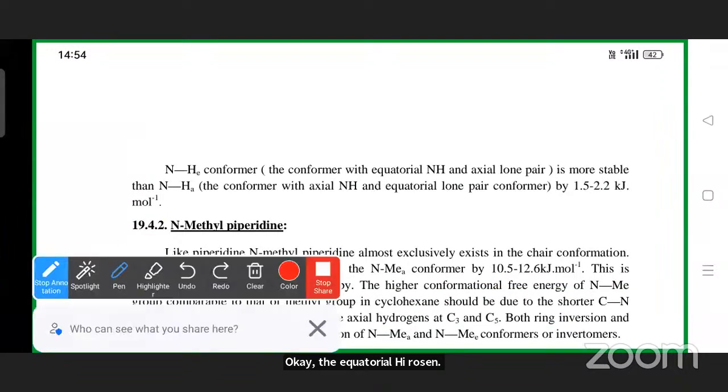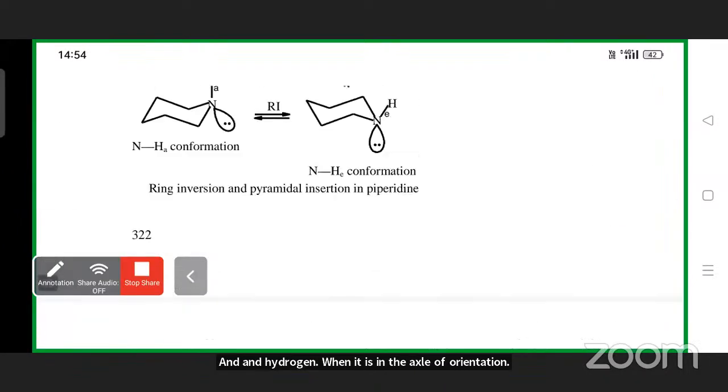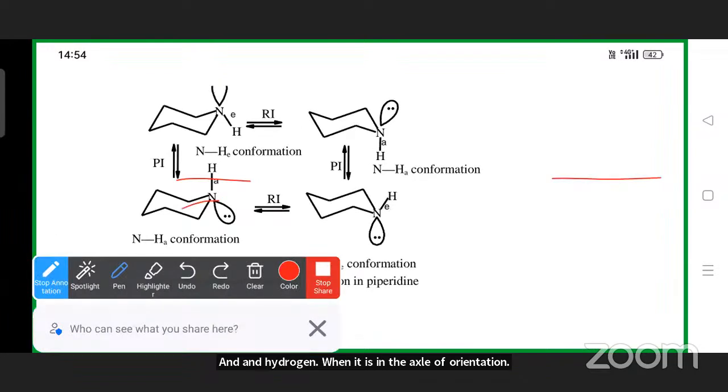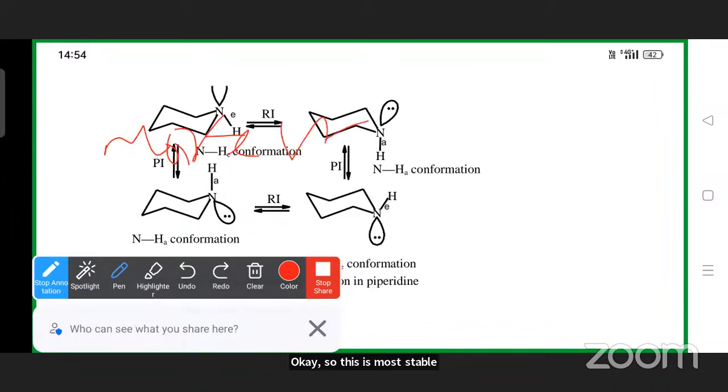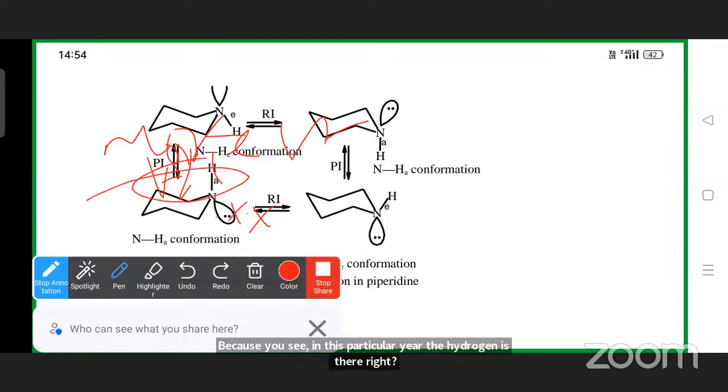So here, the N equatorial hydrogen conformation is the most stable. And when the hydrogen is in the axial orientation, it is less stable. You see, this is more stable, and this is less stable, because in this one the hydrogen is axial, so it suffers from steric strain.